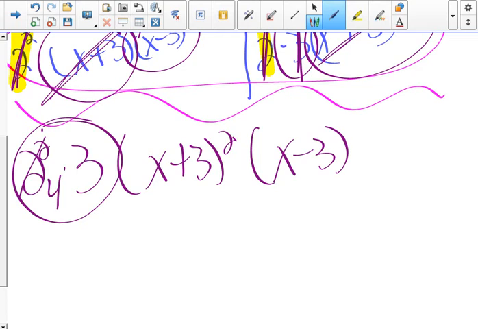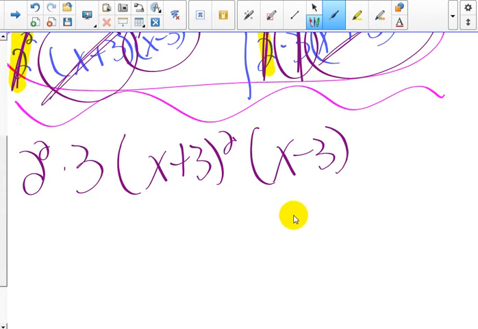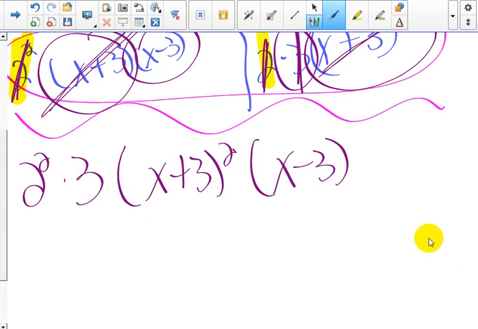That's going to be a 4 times 3, which is 12. So you could have 12 times x plus 3 squared times x minus 3, or I prefer myself to have the 2 squared times 3. I like to leave it in the factored form. But remember, just look at your answers before you start changing and simplifying. Any questions on that?